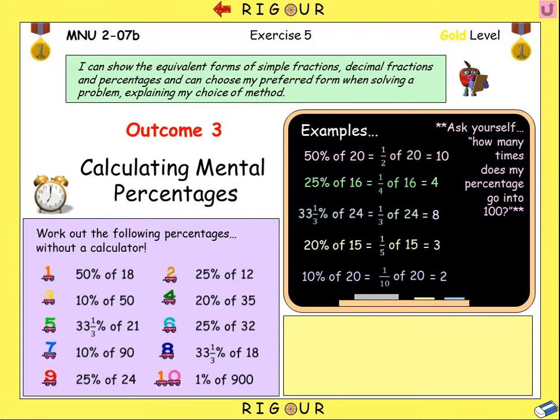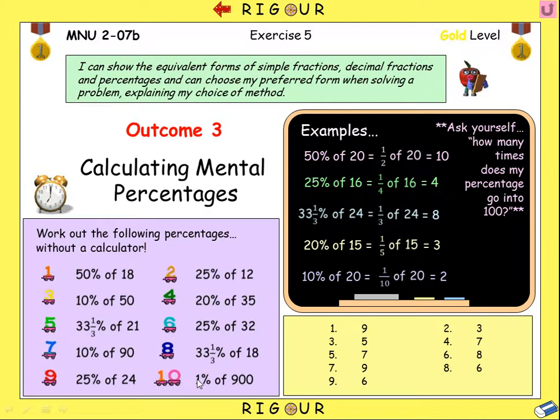Okay folks, let's see how we got on with these questions. So we've got a half of 18, which is 9. We've got a quarter of 12, which is 3. We've got a tenth of 50, which is 5. A fifth of 35, which is 7. A third of 21, which is also 7. A quarter of 32, which is 8. A tenth of 90, which is 9. A third of 18, which is 6. A quarter of 24, which is going to be 6 also.